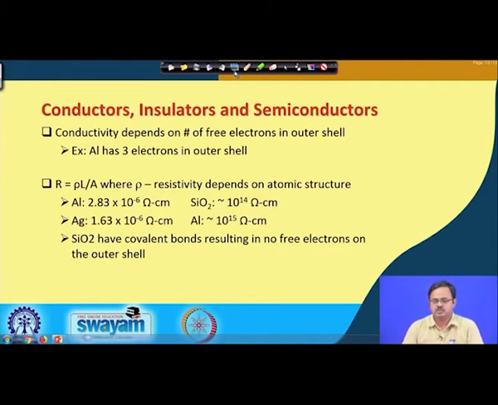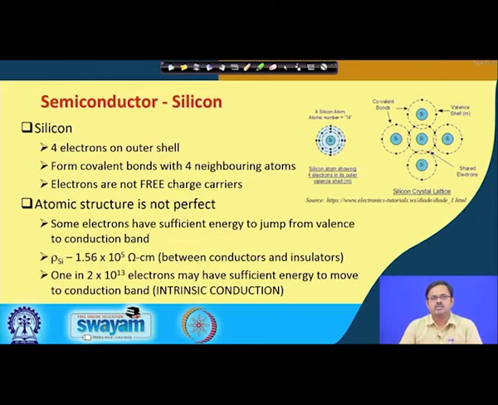So, with that, now let us move on to the semiconductor. Now we know what is a conductor and what is an insulator. To recap, a conductor has free electrons on the outer shell, an insulator does not have that. In the absence of free electrons, we do not have the charge carriers, and therefore we do not have good conduction of electricity.